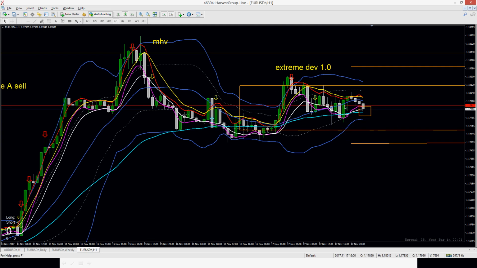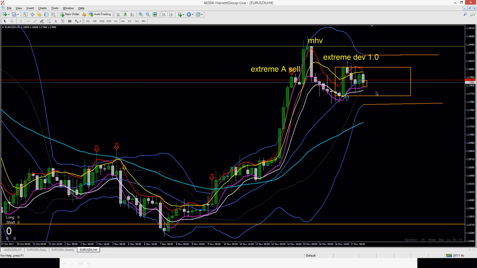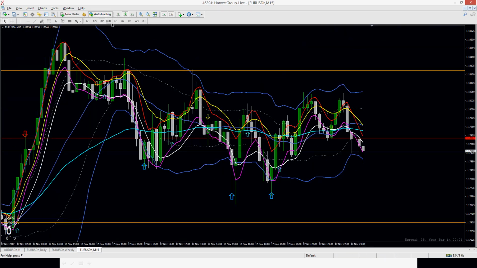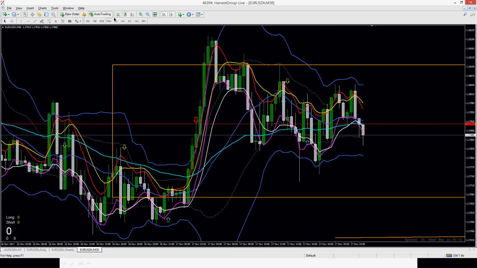So when you know that the price is at MA50, then there is a possibility of a re-entry buy on the H4. So over here we know that there is a possibility of the price going up. Okay, so let's go to M30.